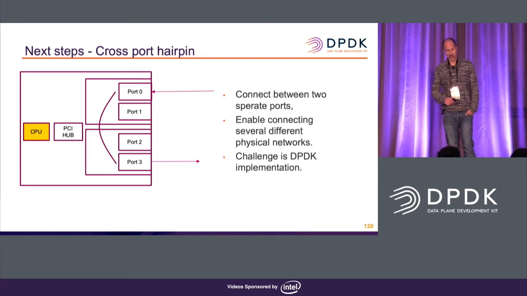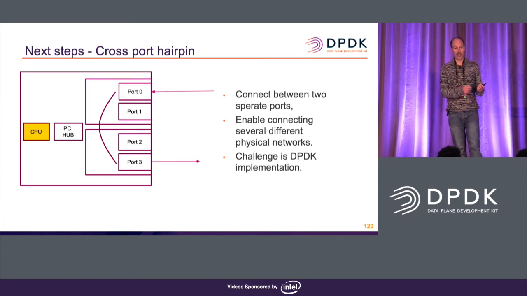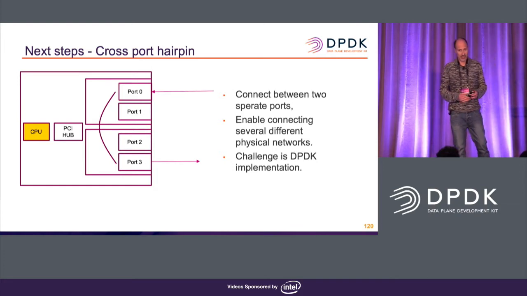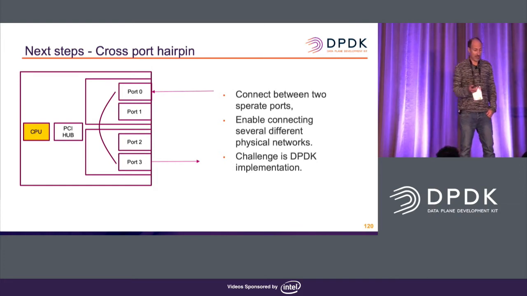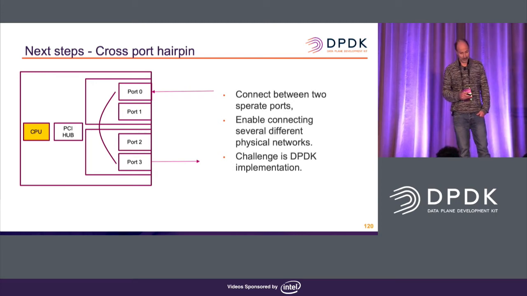Another thing that we want to support is cross-port hairpin. Currently, we support hairpin only within a specific port. In the future, we want to support hairpin between 2 different DPDK ports and even 2 different NICs. Currently, Mellanox supports it from the hardware point of view, but in DPDK, it's much harder to implement this feature.